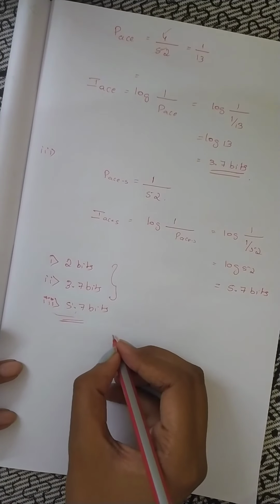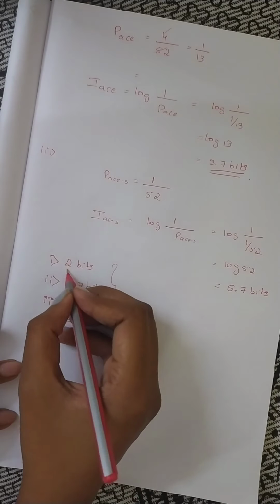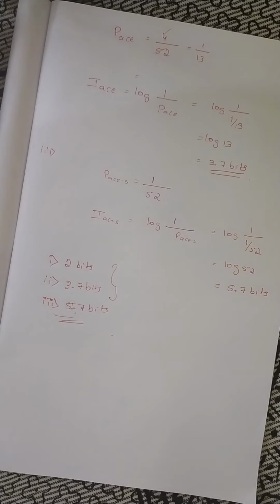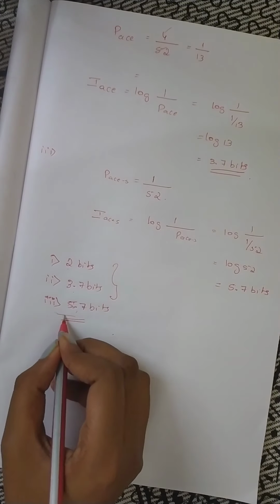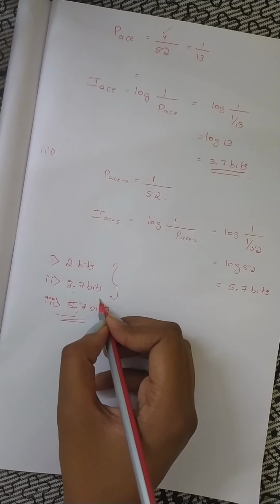Okay, so it is the sum of the first two. So 2 plus 3.7, you will get 5.7. So you can say that the total information is nothing but equal to the sum of the individual self information.